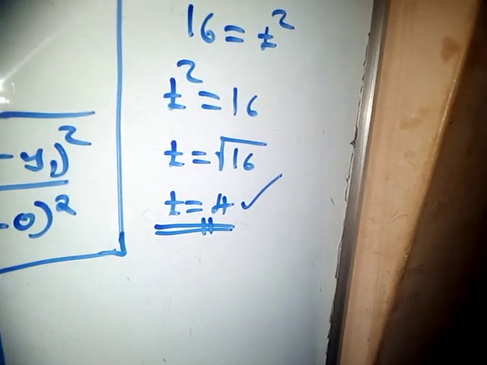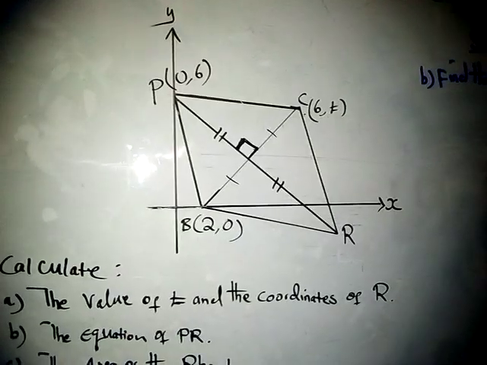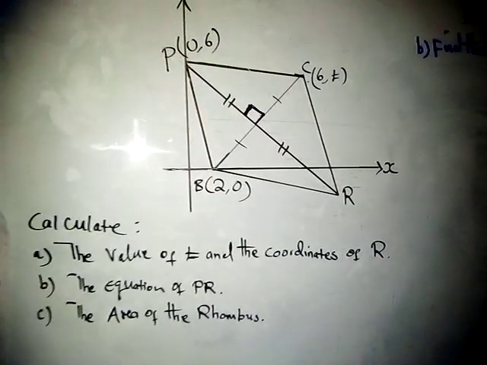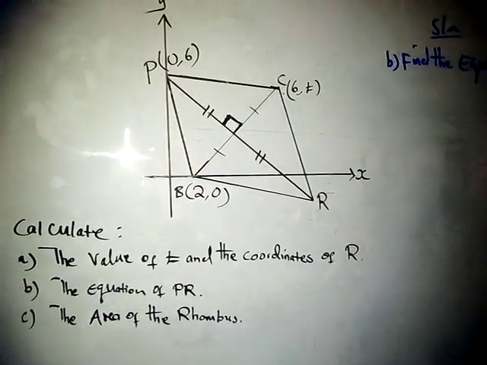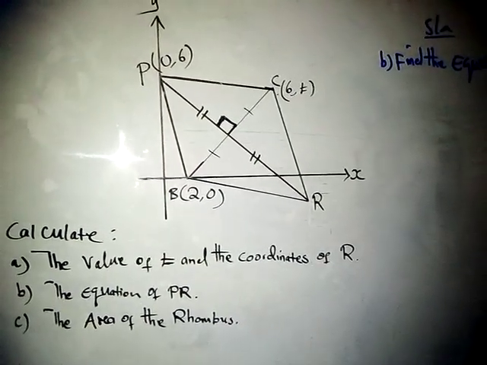Let's move on to part B. Now we are asked to find the equation of line PR. So how do you go about it?